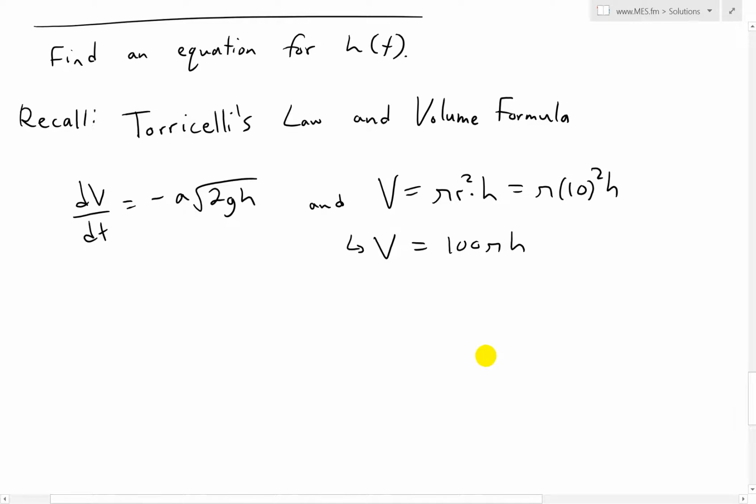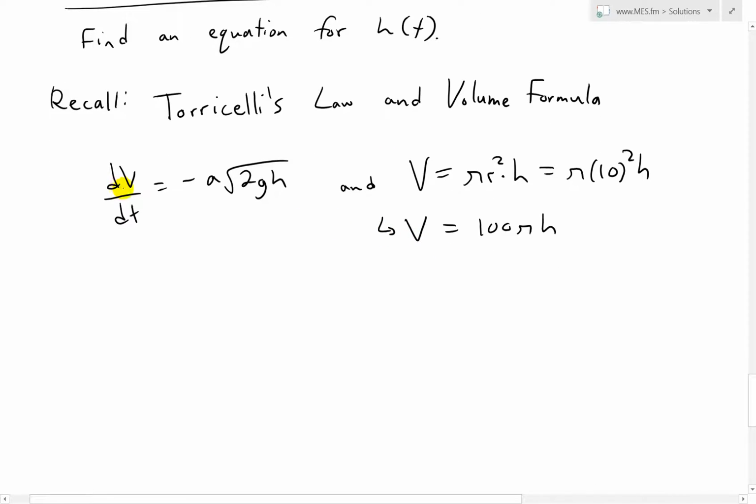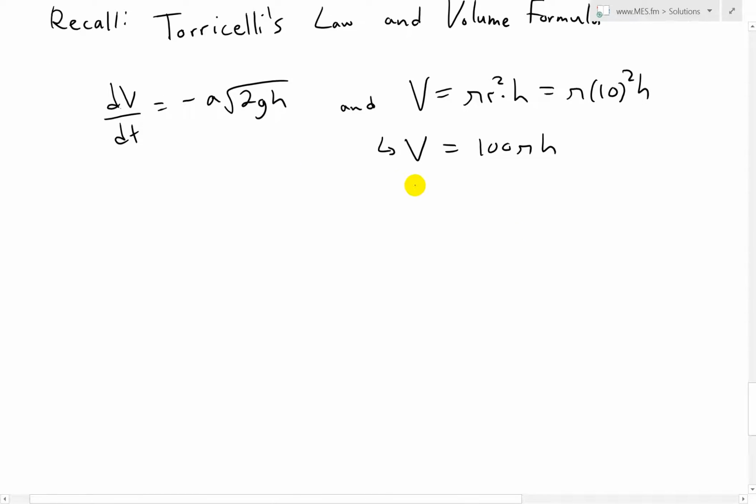The reason I'm writing this formula is because we can derive a differential equation for the height from Torricelli's law and the volume formula. Now that we have dV over dt, and we have h here, we can take the derivative of this. So dV over dt of the volume formula is, because r is constant, 100 times pi times the derivative of h, which is dh over dt in terms of time.